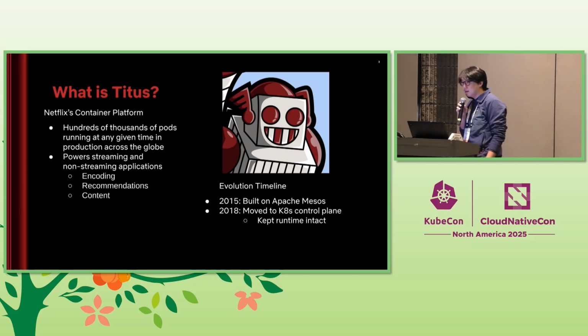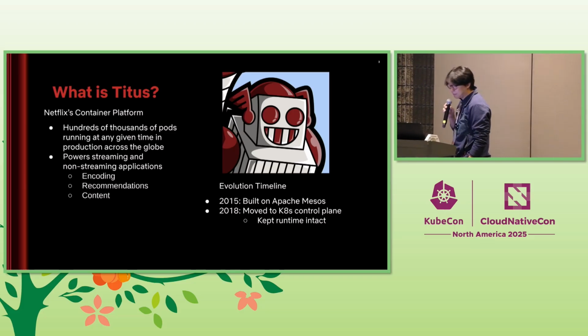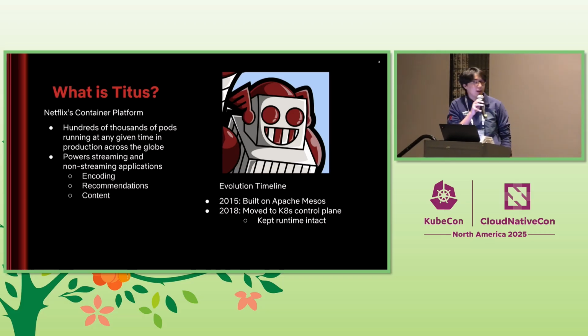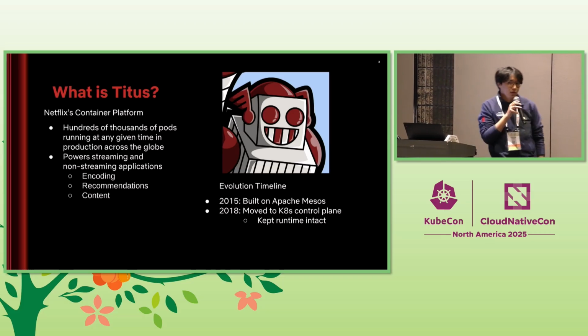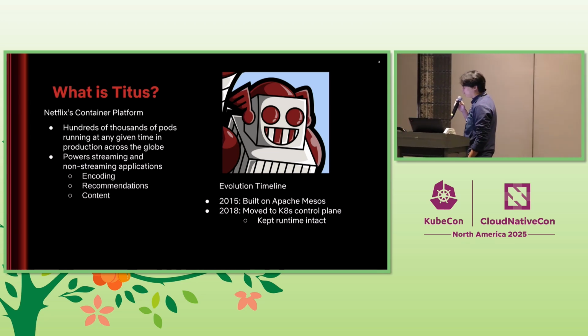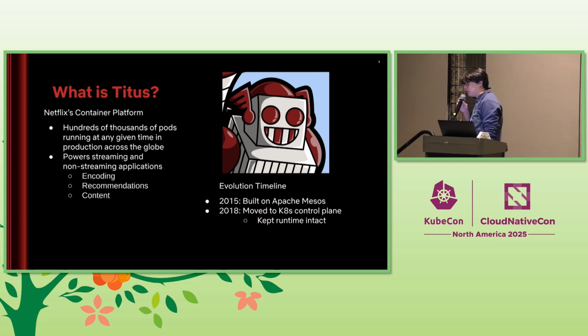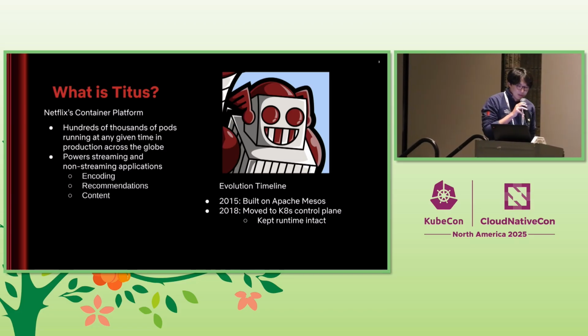So today, on Titus, we run hundreds of thousands of pods globally at any given time. It powers both our streaming and non-streaming applications at Netflix. It hosts a very diverse set of workloads. So we run batch jobs for encoding. We also have data pipeline jobs. And more recently, and more relevant today, we have a lot of machine learning workloads that power our recommendation systems.